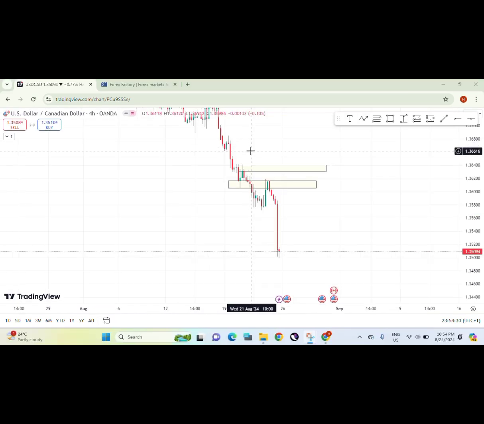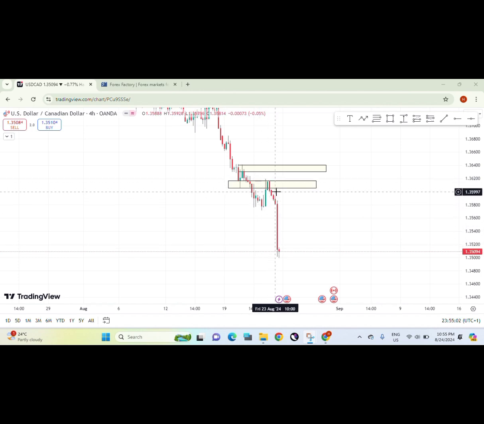Now the next pair we'll be looking at is USD CAD. So on USD CAD, last week I caught this trade. I entered at this point over here, then we saw a drop in price over here. So USD CAD retraced to this particular zone here, then gave me a candlestick confirmation on the 1-hour time frame, then I entered into this market as a sell. Then we saw the drop in price on USD CAD.